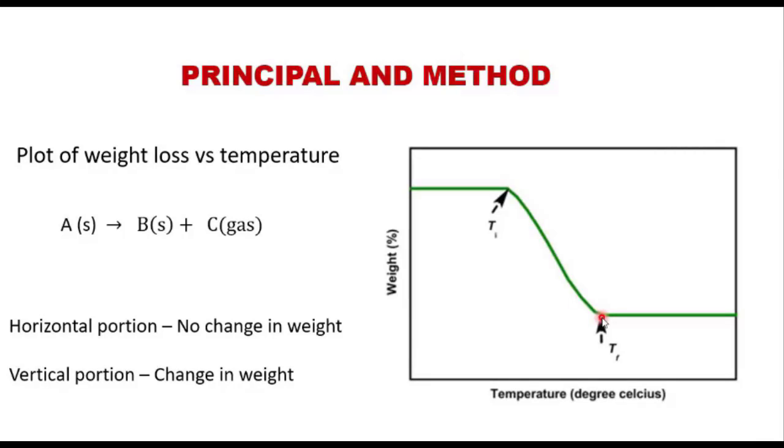And at this temperature, the decomposition is over and you have A completely converted into B, and you have the B remaining here, and the B is stable along this temperature. So in all the plots, usually there is a horizontal portion. Horizontal portion represents no weight change, and the vertical portion represents a difference in weight. So that's all there is in these graphs. From this, you can get information regarding its composition, its thermal stability, of the original compound as well as the intermediate.